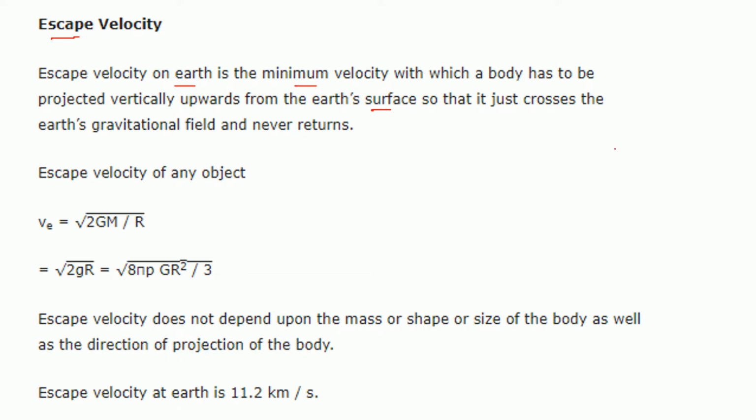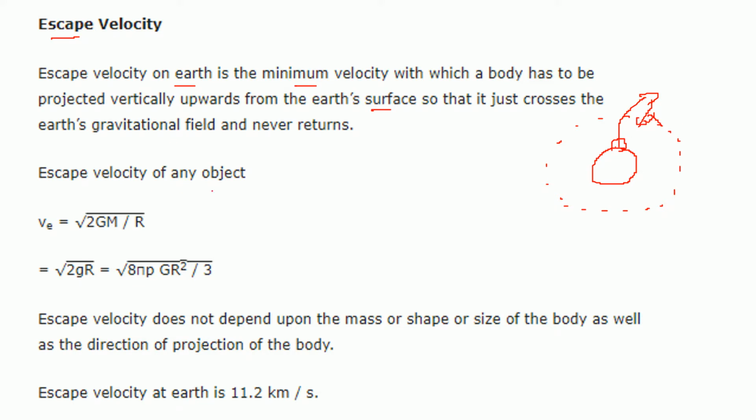This means that Earth is here. Say it has some gravitational field. Now with what minimum velocity, least velocity, a body has to be projected vertically upward so it crosses this gravitational field and it never returns back.